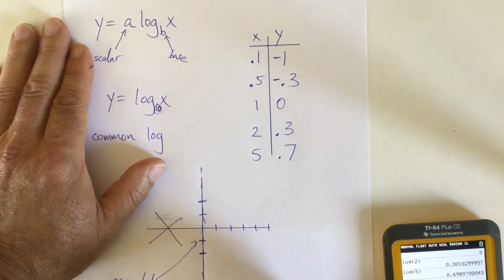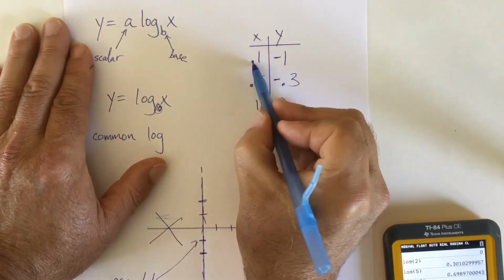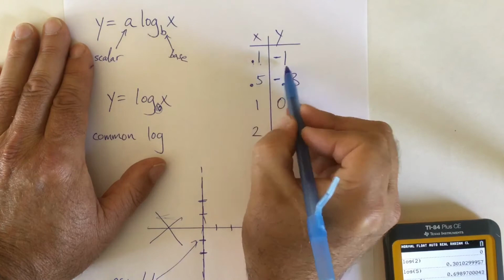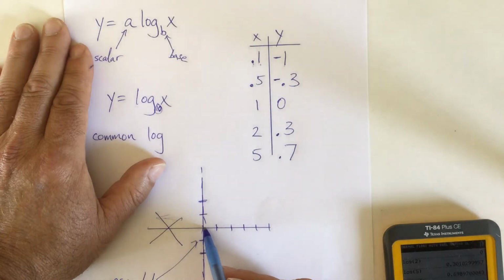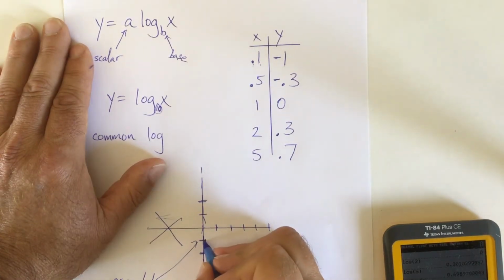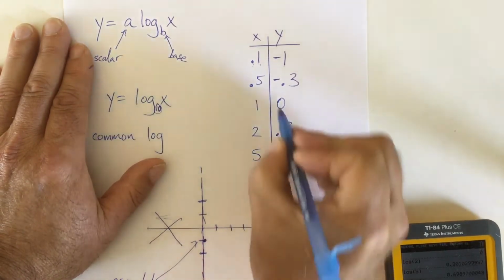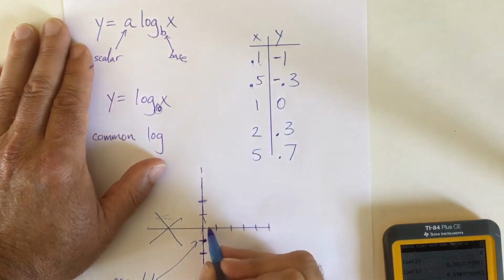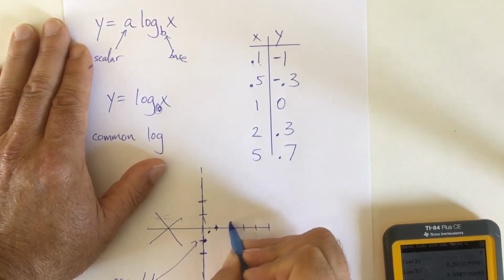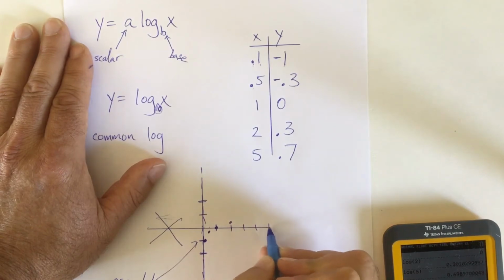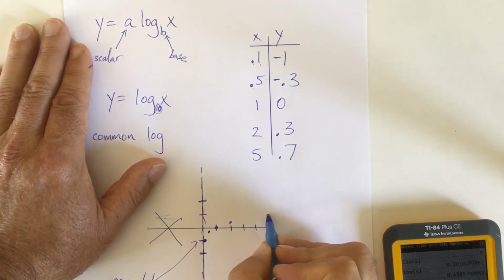Let's try the first one. If I plug in 0.1 for x, I get out -1. So if this is 1 unit, 0.1 would be really close to the asymptote. I'd get out -1. So I'm down here. When I plug in 0.5, that's right here, I'd get out -0.3. When I plug in 1, I get out 0. When I plug in 2, I get out 0.3. When I plug in 5, x is 5, I get out 0.7.